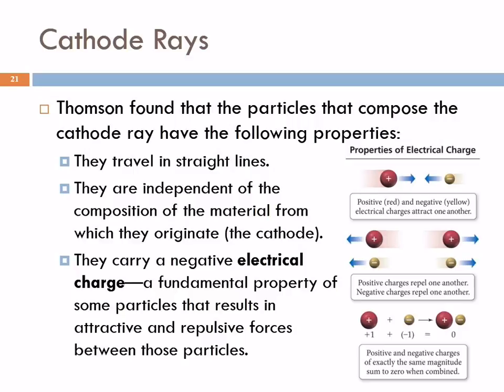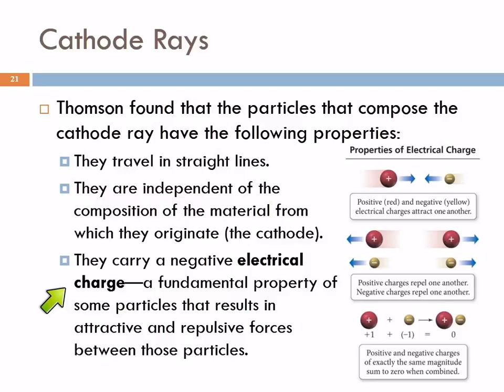He studied these particles then. He found that the particles in this ray always travel in straight lines. They're independent of the composition of the material from which they originate. You can make tubes where the cathode is made out of different metals, but the cathode rays are exactly the same. He also found that they carry a negative electrical charge.